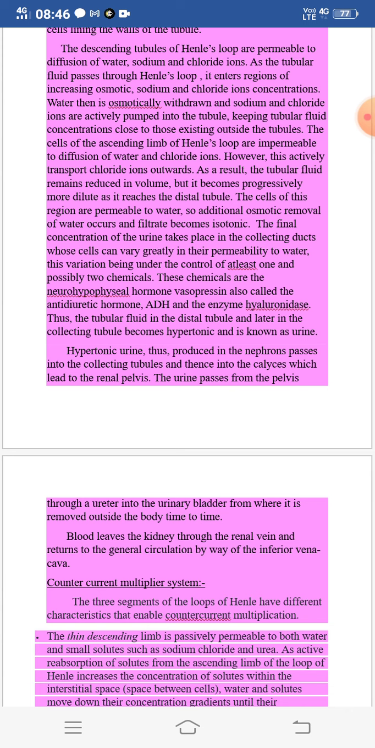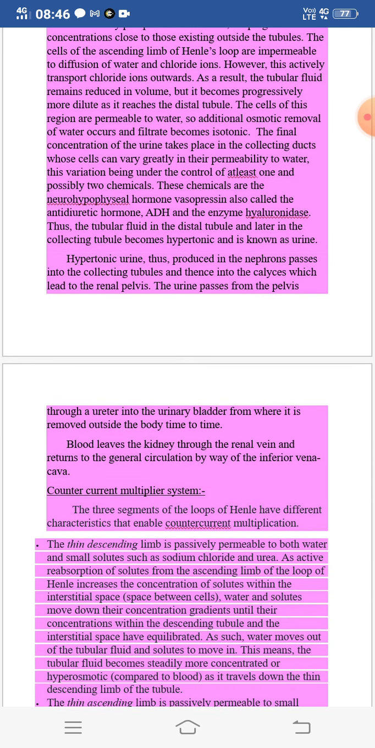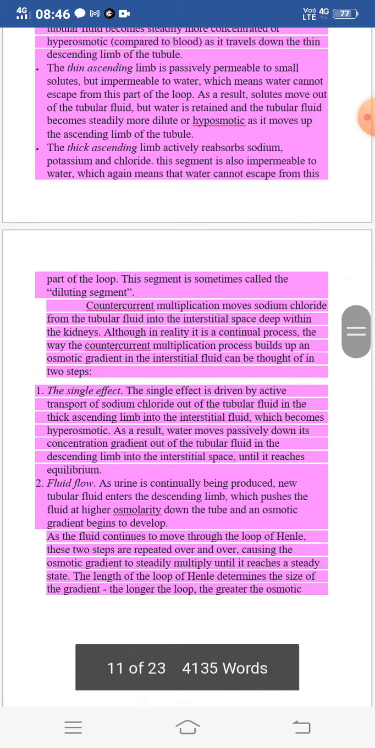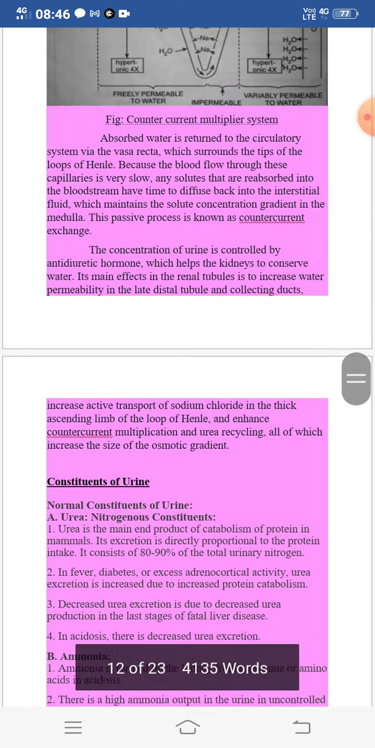Hypertonic urine, thus produced in the nephrons, passes further into the collecting tubules and then into the calyces of the kidney, which leads to the renal pelvis, and the urine passes from the pelvis into the ureters, finally into the urinary bladder, from where it is removed outside the body from time to time. Blood leaves the kidney through the renal vein and returns to the general circulation by way of the inferior vena cava.